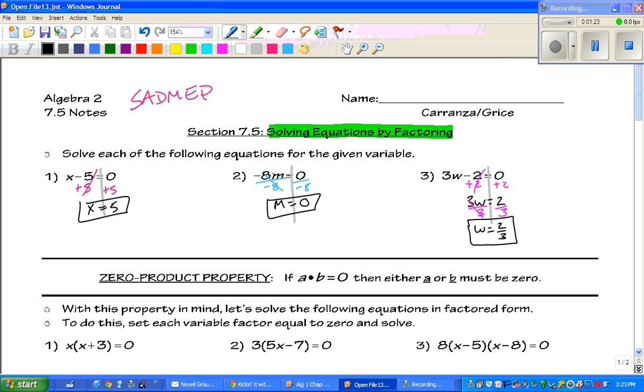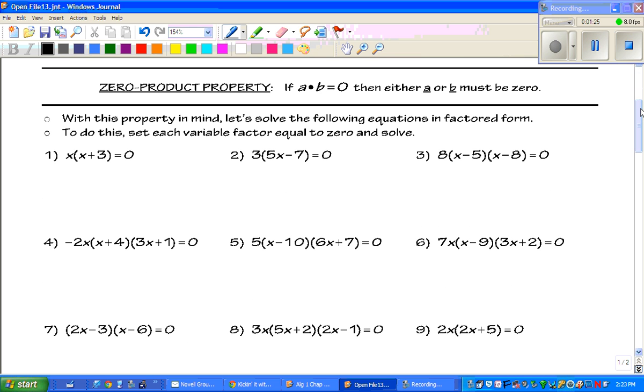Alright, so today we're talking about the zero product property. And what they're saying is that when we multiply two different numbers and it equals 0, it means that either A or B has to be 0. Okay, does that make sense? Because when you multiply two things and one of them is 0, the product is 0.